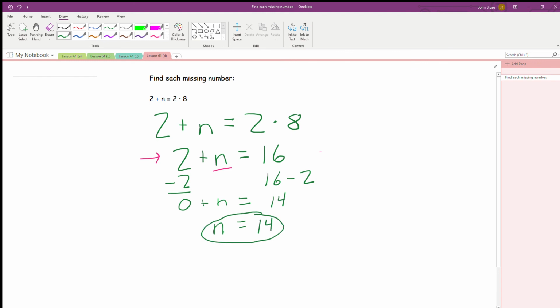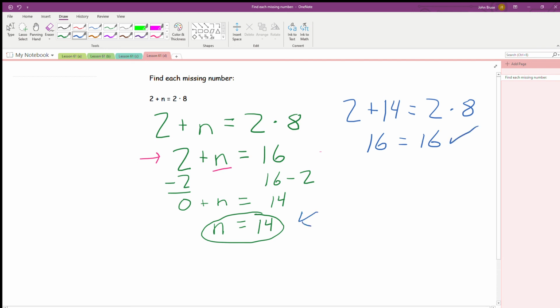Okay, so let's go back to checking our answer. It's a good thing I checked, because if I hadn't checked, I would have put n equals 8 and it would have been a mistake. So I'm going to do this again. 2 plus n, well, I'm saying n is 14, so I'm going to write 14 here, equals 2 times 8. Now we're going to check it. 2 plus 14 is 16, and 2 times 8 is 16. So we've got the right answer now. Good. So this is our answer. And that's it for lesson 61.